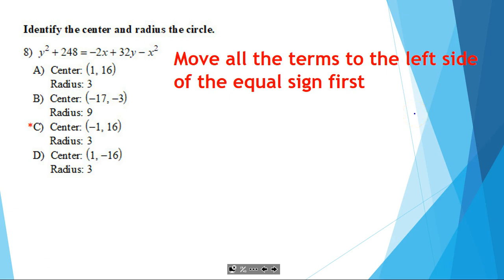And this problem, number 8, is the one that is like what we just did. Now, I would start this problem by moving all the terms to the left side of the equal sign first, so then it looks like what we just did, and then proceed through the process after that.